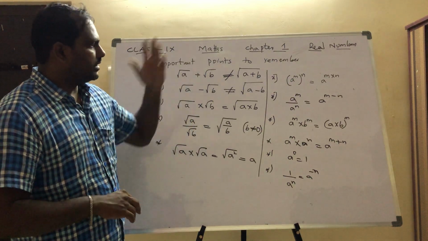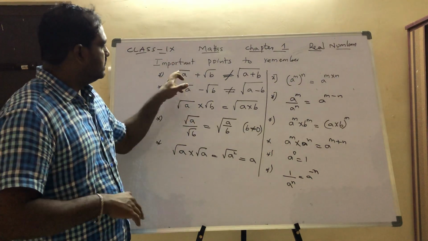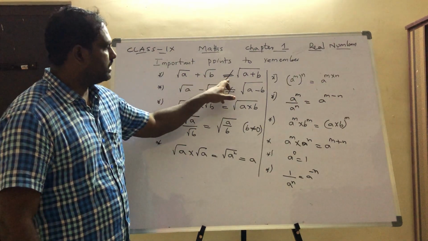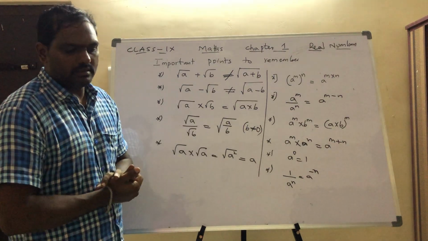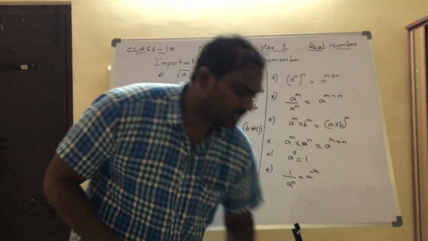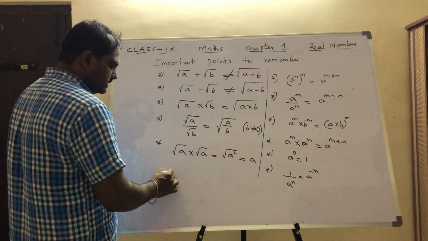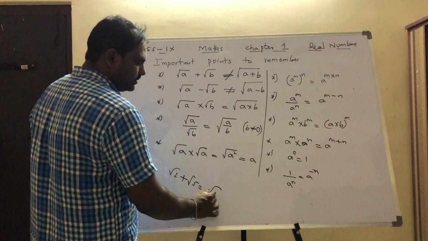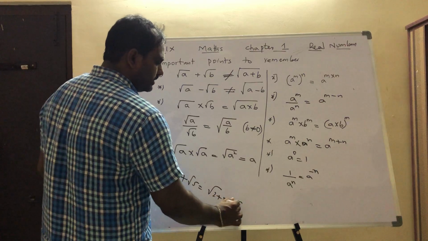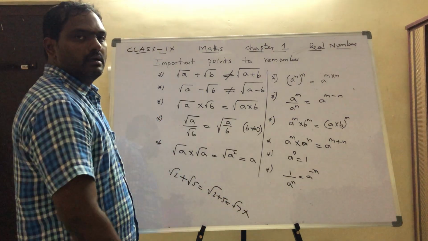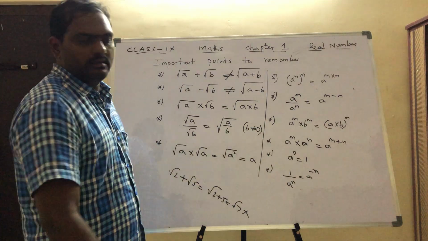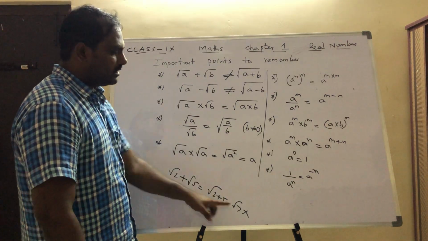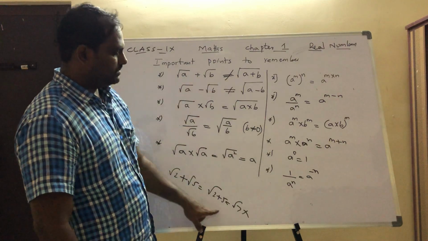The important point to remember, the first one, is root a plus root b does not equal root a plus b. For example, if root 2 plus root 5 is given, what the students will do is write root 2 plus 5 as root 7. This is wrong. I will tell you how to write it when we do the exercise sums. So root 2 plus root 5 does not equal root 2 plus 5, that is root 7.